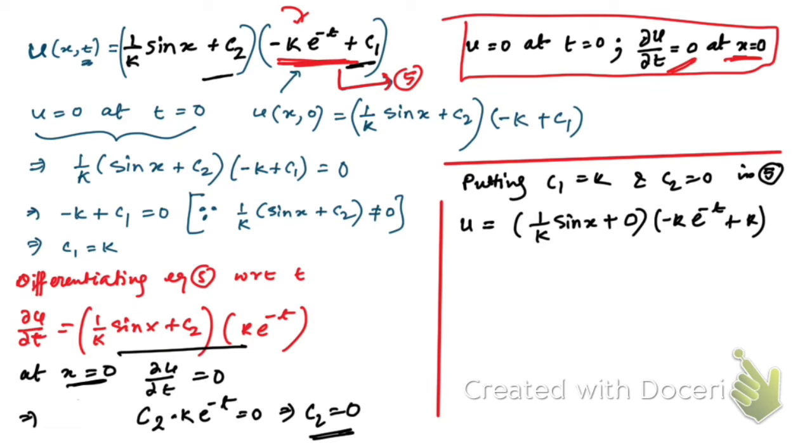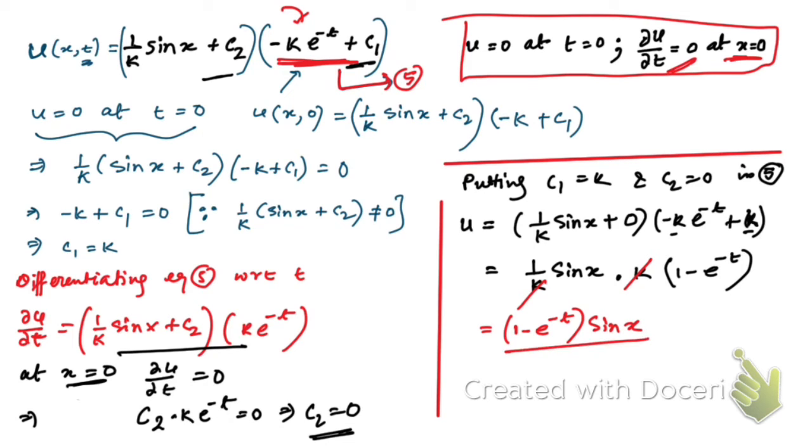So in that case, what we're going to have here: 1 by k into sine x, and from here you can take k common, into k, then 1 minus e to the power minus t. That's what we're going to have. This is k, right? And this one cancels. So our result is 1 minus e to the power minus t into sine x. So this is our answer. This is the required solution. So hope you have understood. Now let's move on to the next question.